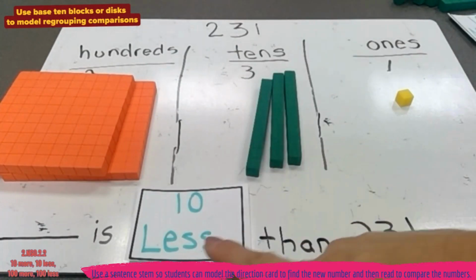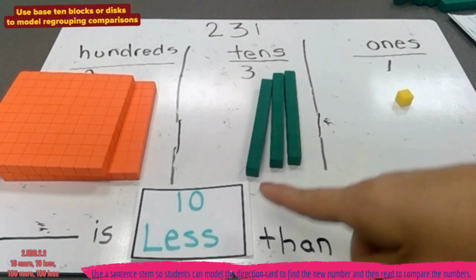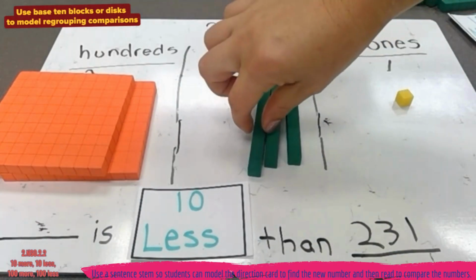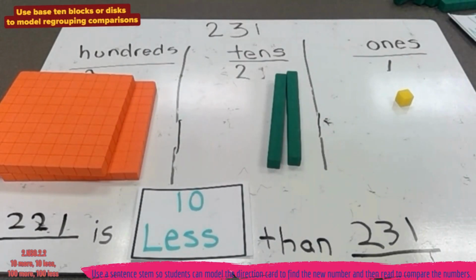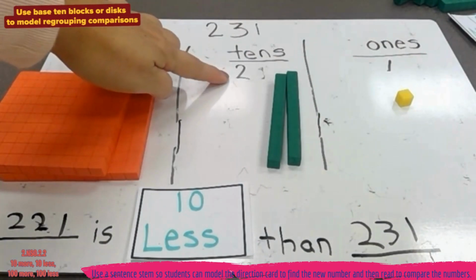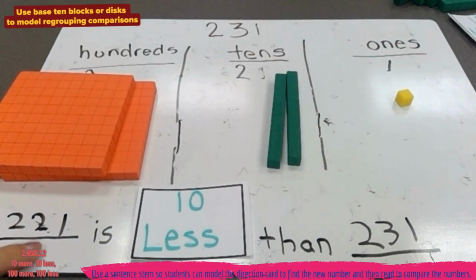Here we've begun with 10 more and 10 less directions, since students should be familiar with doing this with 2-digit numbers in grade 1. Students should begin to notice which place value digit is being affected.